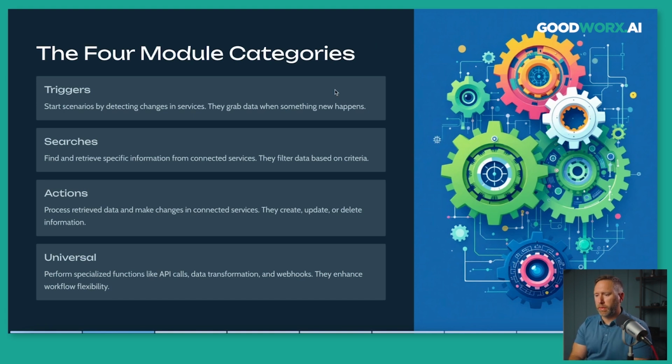The next kind of module we have is an action module. These would be the ones where they're going to create something, like create a new record, or they're going to update a record, or they're going to delete a record. Those are your action modules. And then lastly, we have universal modules. They perform specialized functions like API calls, data transformation, and webhooks. These are great for enhancing your workflow flexibility and give you more options when working with data.